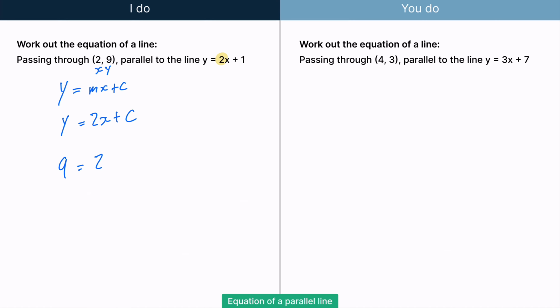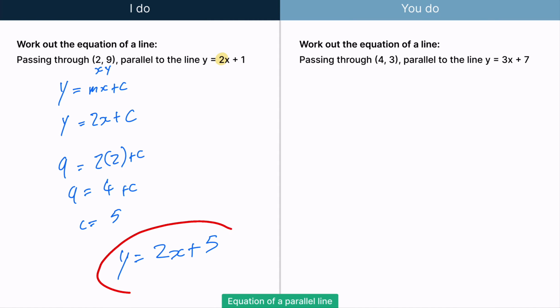y is 9, x is 2. So that is 9 is equal to 4 plus c. So that means c is equal to 5. So my final answer is y is equal to 2x plus 5. And like I said, you'd notice both these lines have the same gradient because they are both parallel.